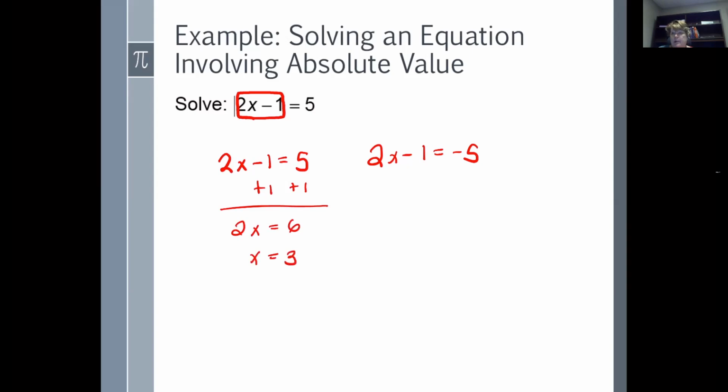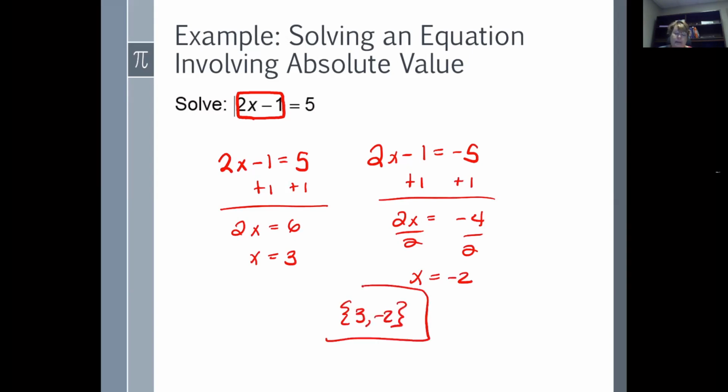So x equals 3 is one possible solution. -5 plus 1 is -4. Divide both sides by 2. And I get x is -2. So I can have two solutions, 3 and -2. And will they both work? Yep. So let's go up here and let's look at what happens when I put those two numbers in my original absolute value equation.